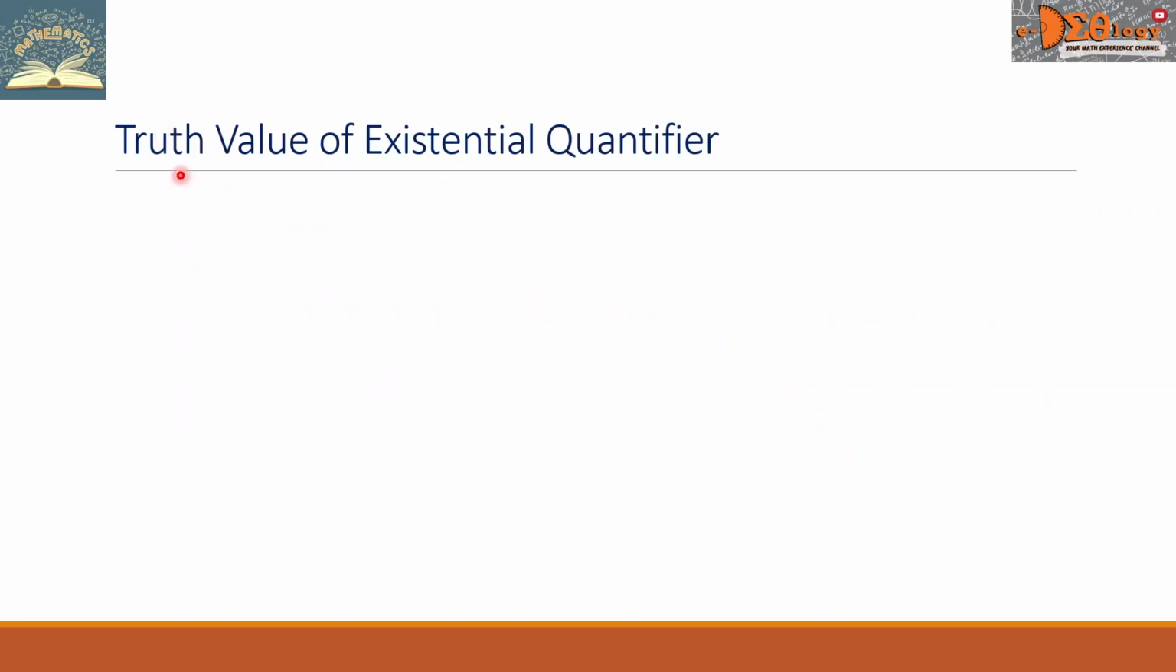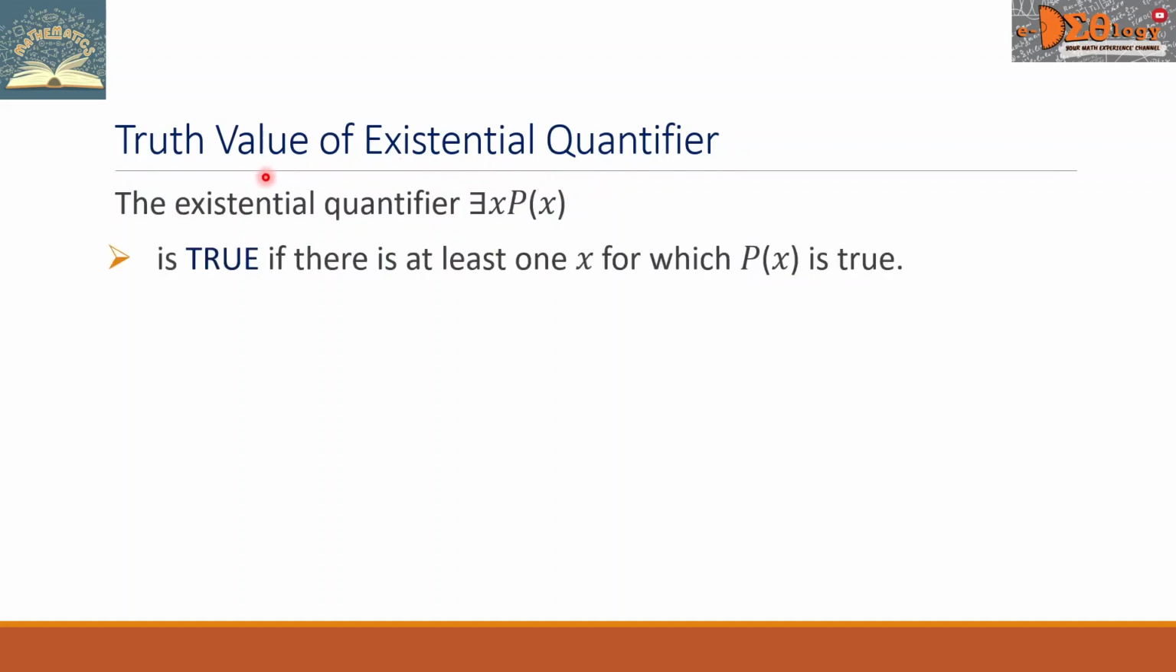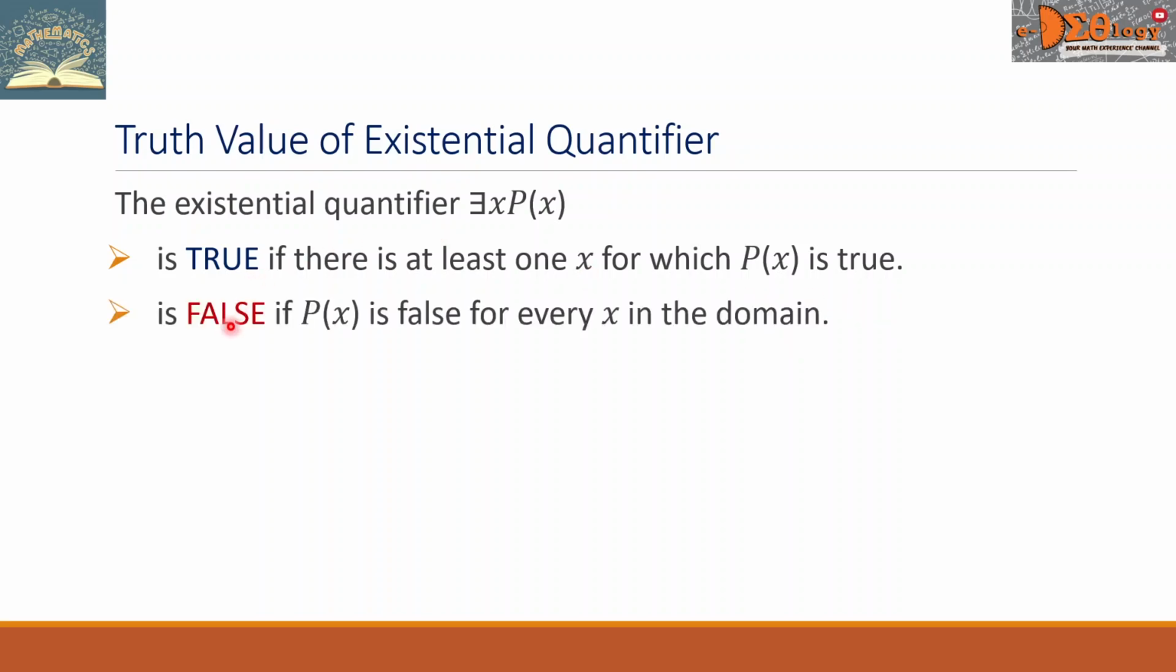Let's go now to the truth value of the existential quantifier. The existential quantification for some x p of x is true if there is at least one x for which p of x is true. Or this is false if p of x is false for every x in the domain.